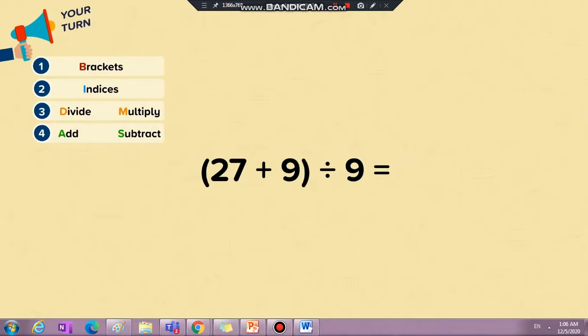Now it's your turn. Identify the operations and then solve them in the correct order. Again, first we start with the brackets, and then we'll divide. 27 plus 9 is 36. 36 divided by 9 is 4. So the answer to this problem is 4.